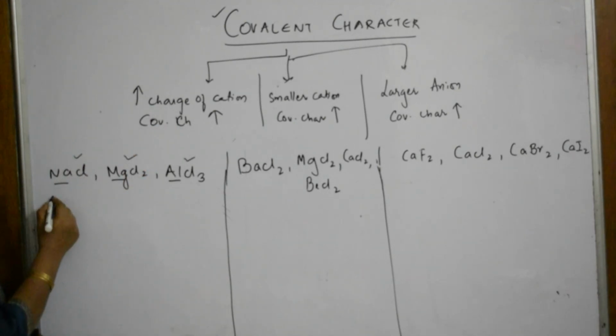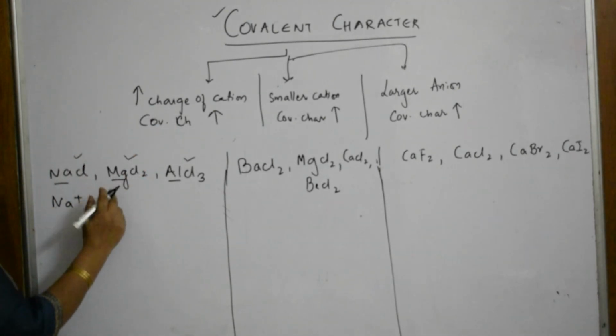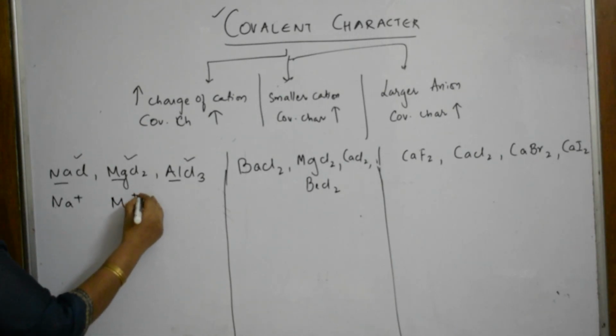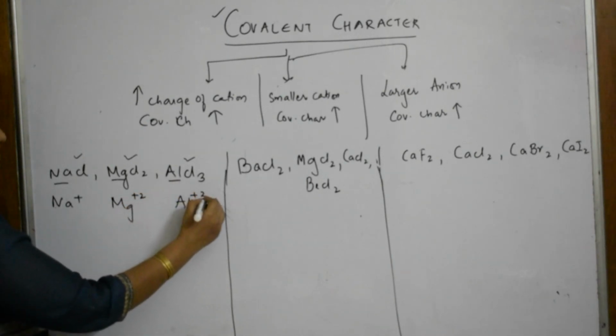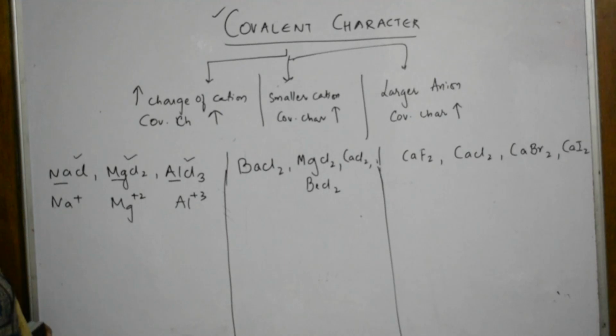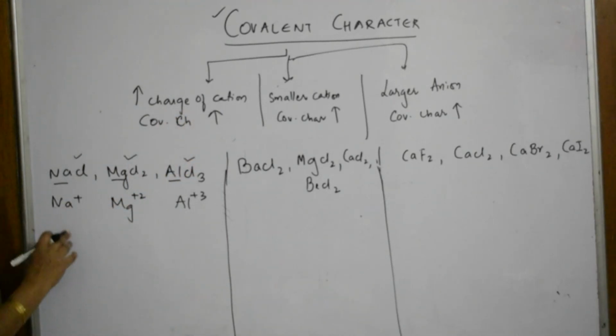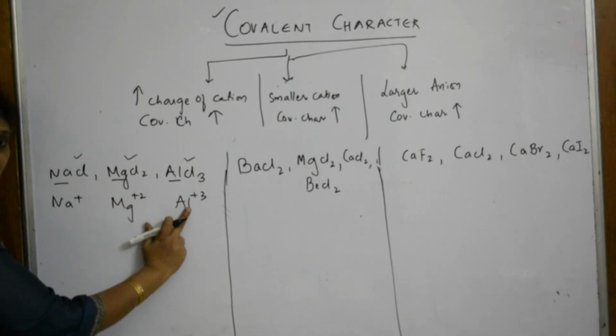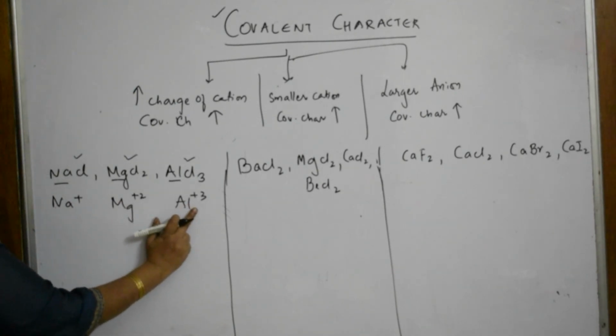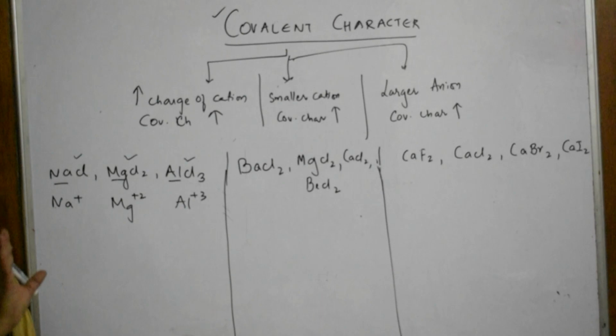If I take sodium chloride, this is Na plus. This is magnesium plus 2. Aluminium is aluminium plus 3. Simple as that. So here I said if the charge of the cation is more, covalent character is more. Now, which will be more covalent? Aluminium chloride is more covalent compared to NaCl.